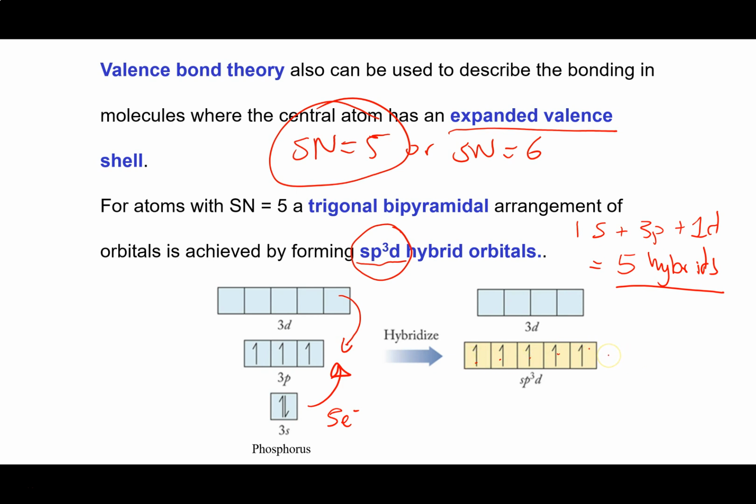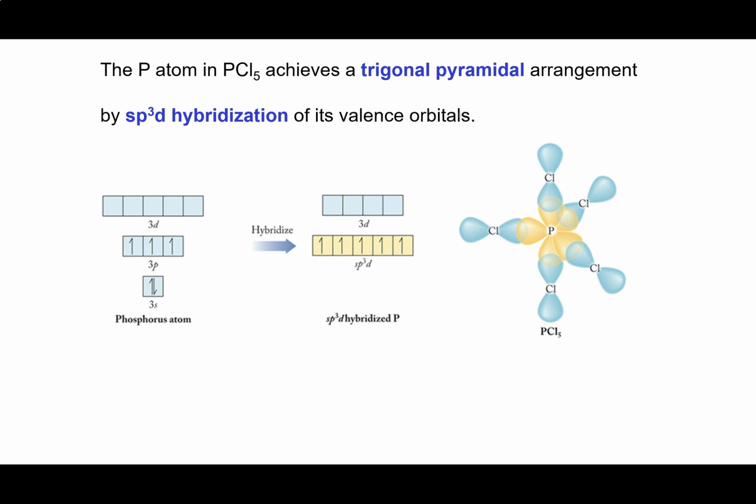We end up with 5 singly occupied sp3d hybrid orbitals, and each of these orbitals could overlap with the singly occupied orbital on another atom to form a bond. So here we have PCl5, and what's happening is we've got our 5 singly occupied sp3d hybrids, and they can overlap with singly occupied orbitals on chlorine atoms to form this compound PCl5. So sp3d hybrid orbitals have a trigonal bipyramidal arrangement of these hybrid orbitals.